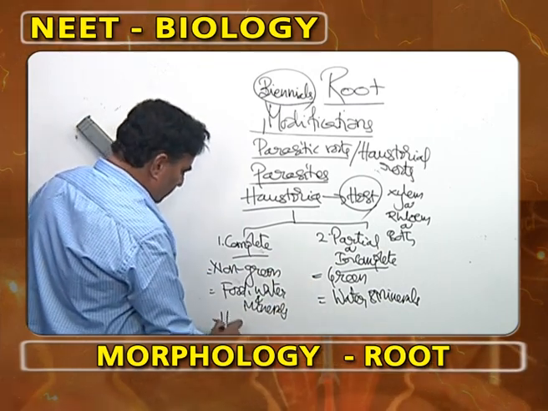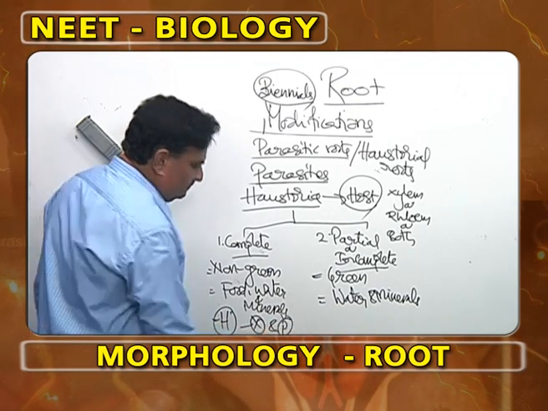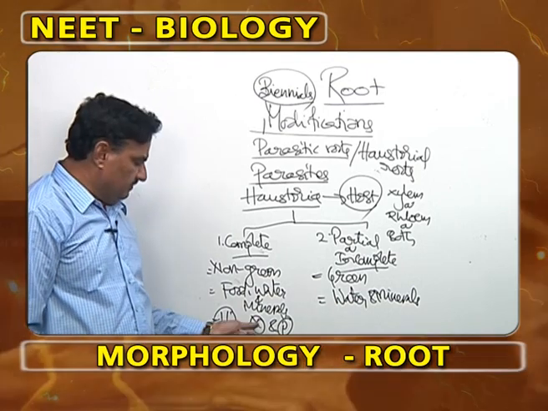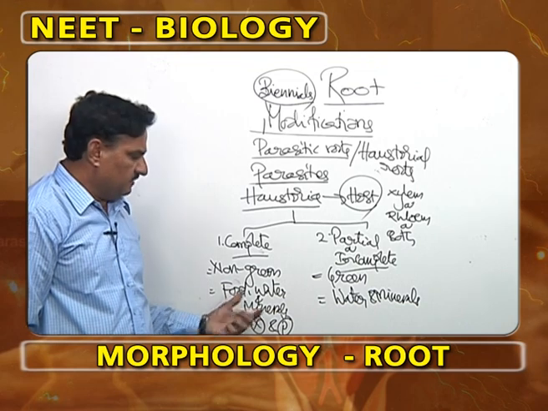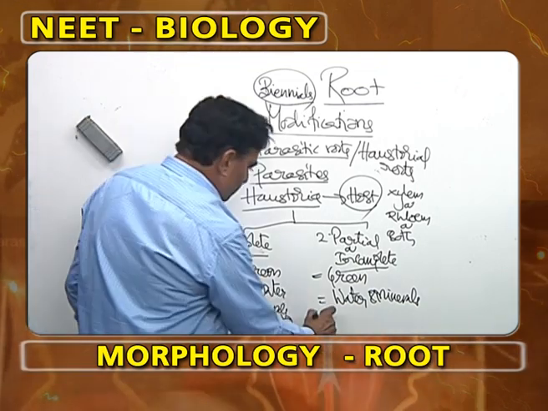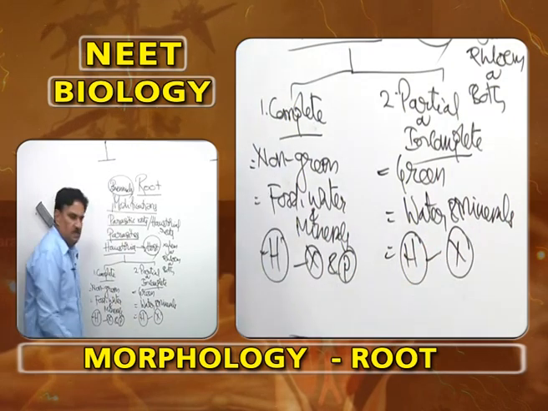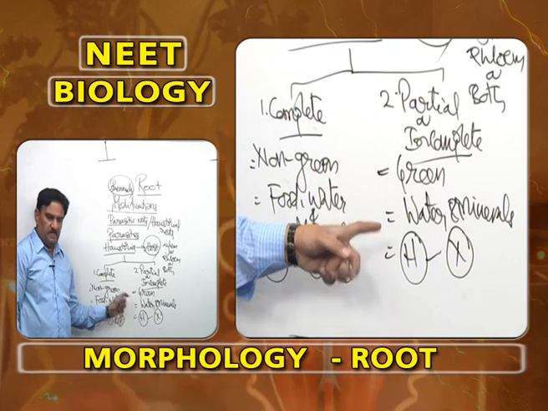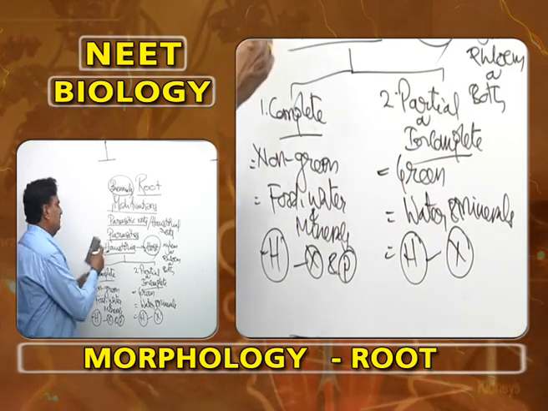So, in a complete parasite, haustoria are connected to both xylem and phloem. This is important. Haustoria are connected to both xylem and phloem because from xylem they get water and minerals, and from phloem they get food matter. In an incomplete parasite, haustoria are connected only to xylem, not to phloem, because they can synthesize their own food material and they depend on the host only for water and minerals.